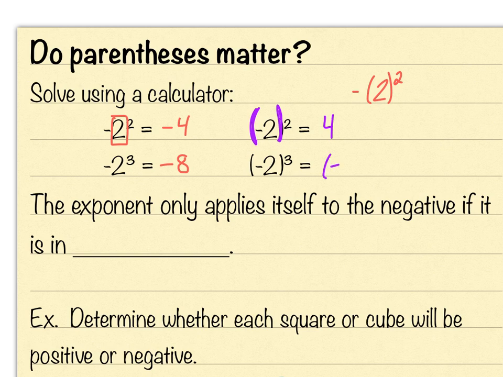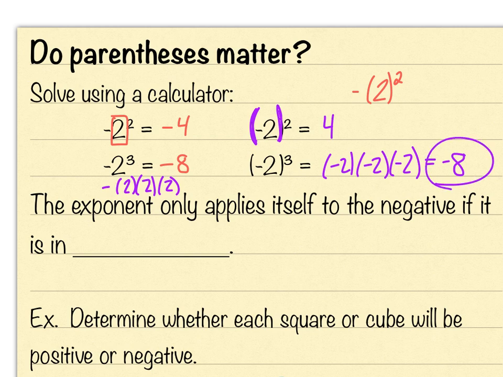This one is going to be negative 2 times negative 2 times negative 2, which is actually still negative 8. We actually get the same answer. Here we got the answer because it made it negative. And then over on the right side, we get the answer because it repeated the negative. So we actually get negative 8, but for 2 different reasons, but we still get negative 8.